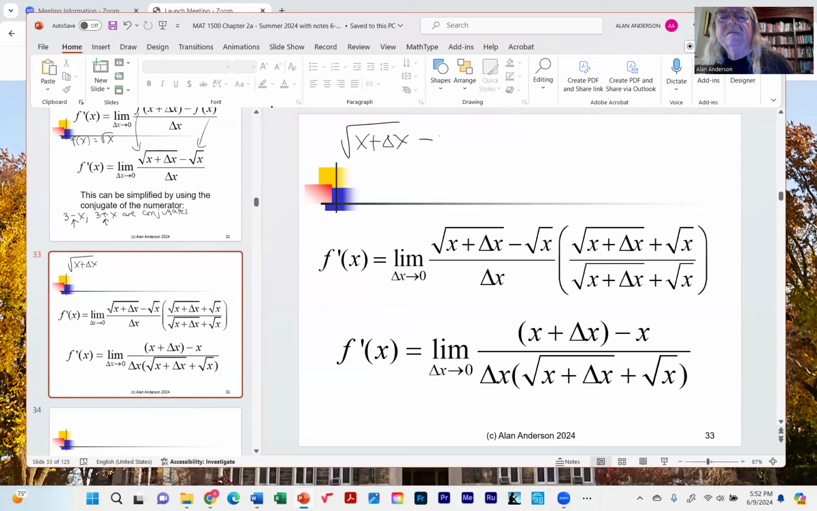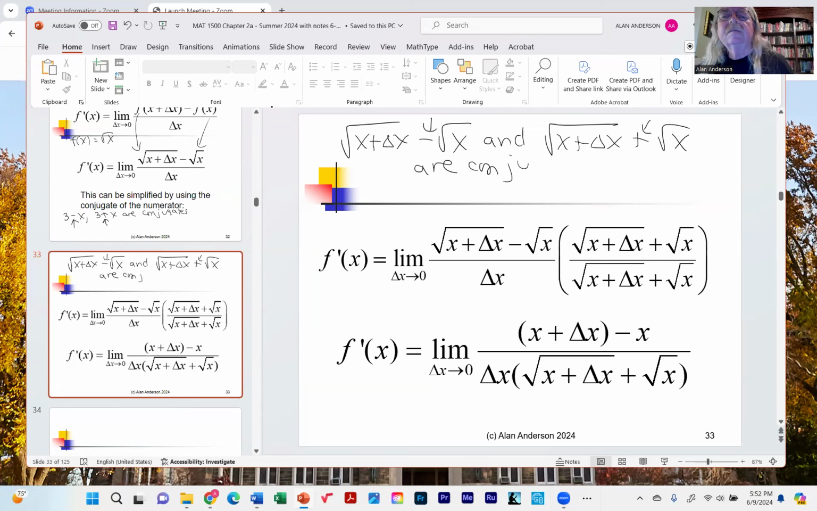So this and this are conjugates of each other, because again, the only way in which they differ is by the sign. The reason why we're doing this is that when I multiply them out, there's going to be some cancellation. That's really what this is all about. Even though the denominator will get very messy, the numerator will be much simpler. And then when we substitute delta x equals 0, we can maybe avoid division by 0.